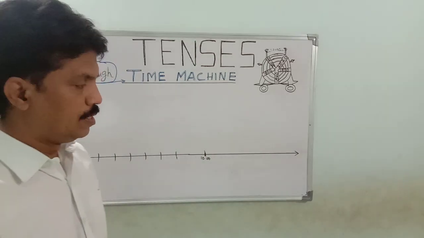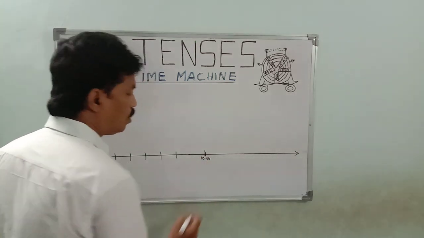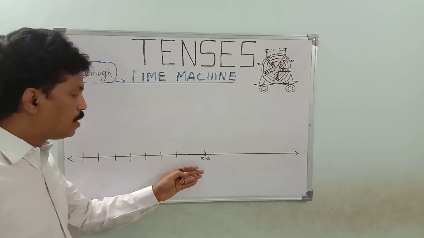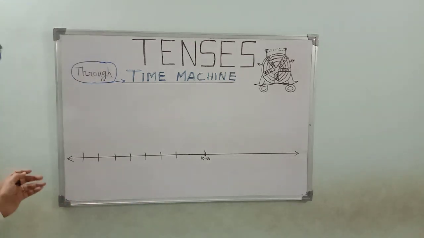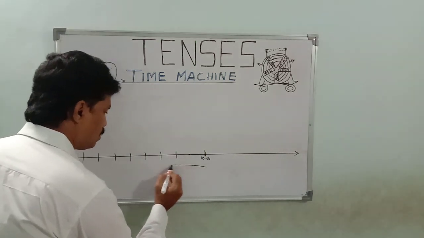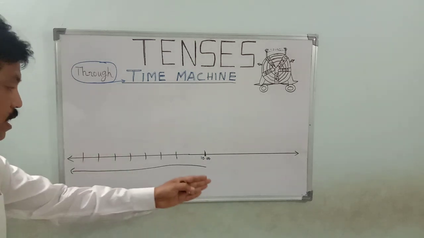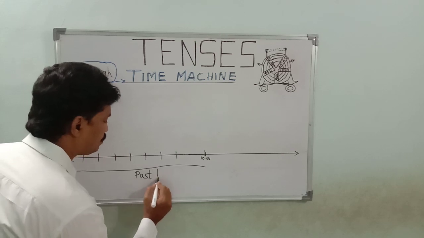Past tense. From this point of time, whatever happened before this moment, up to the infinity. What happened yesterday, or day before yesterday, 2 days back, or last week, last month, whatever happened, we keep it as past tense.